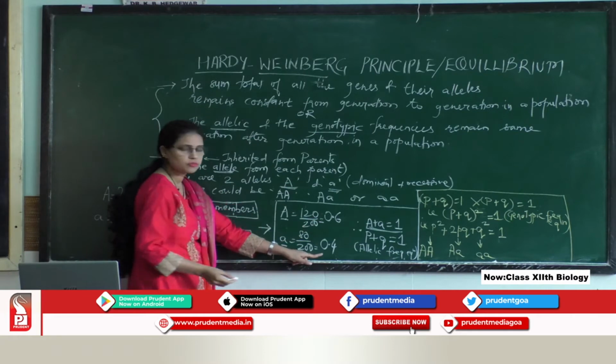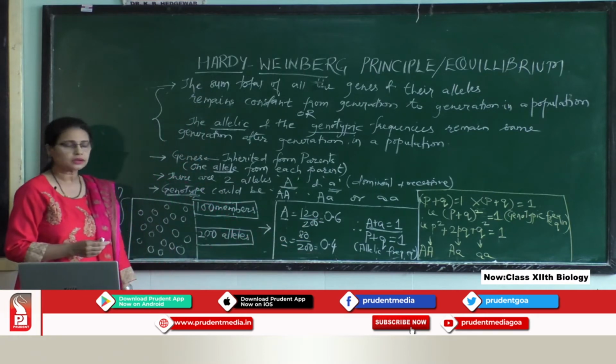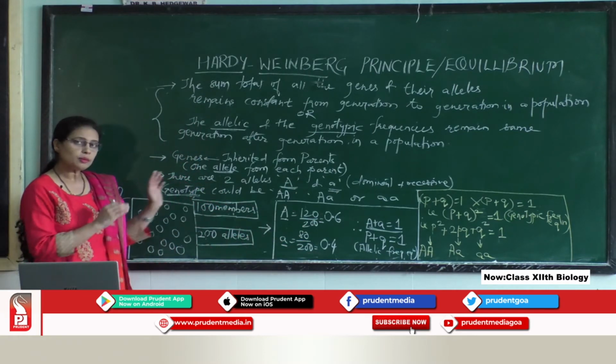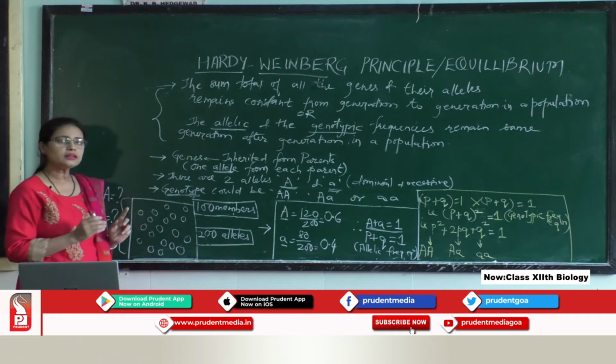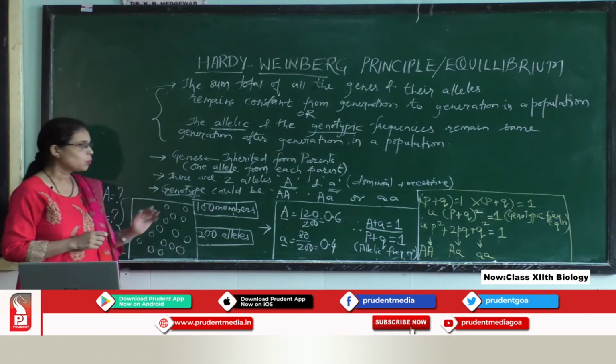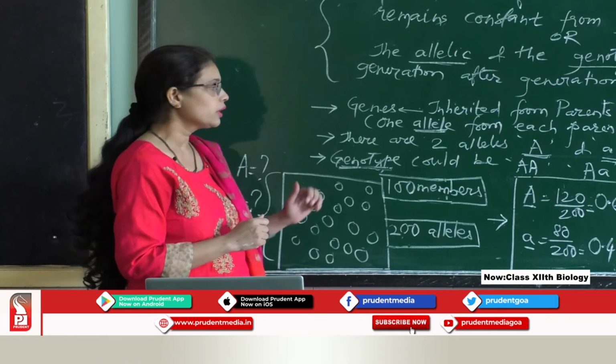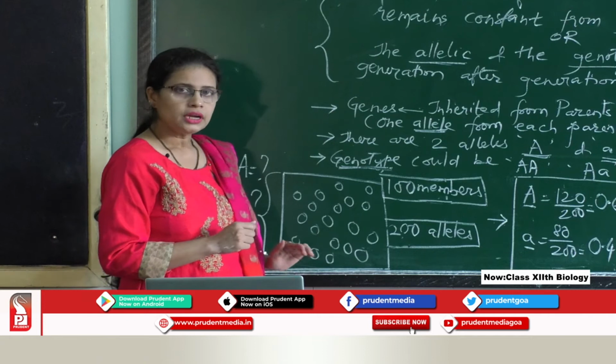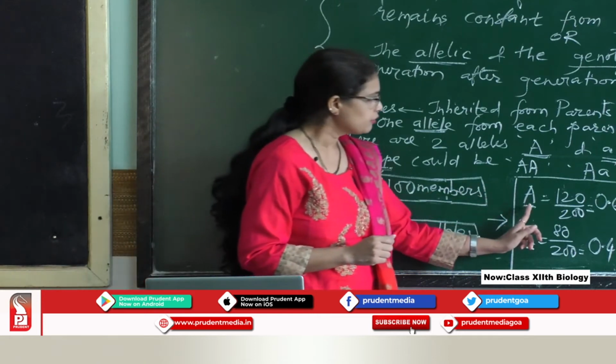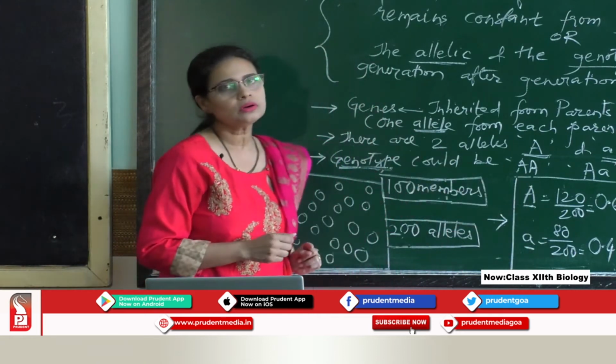Because 0.6 plus 0.4 is 1. Correct? That means the sum total of dominant and recessive allele has to be 1, whatever number that you take. In fact, you can try it. You can solve it in your notebook and just take any other number, and you'll be surprised to know that the frequency will naturally be equal to 1.